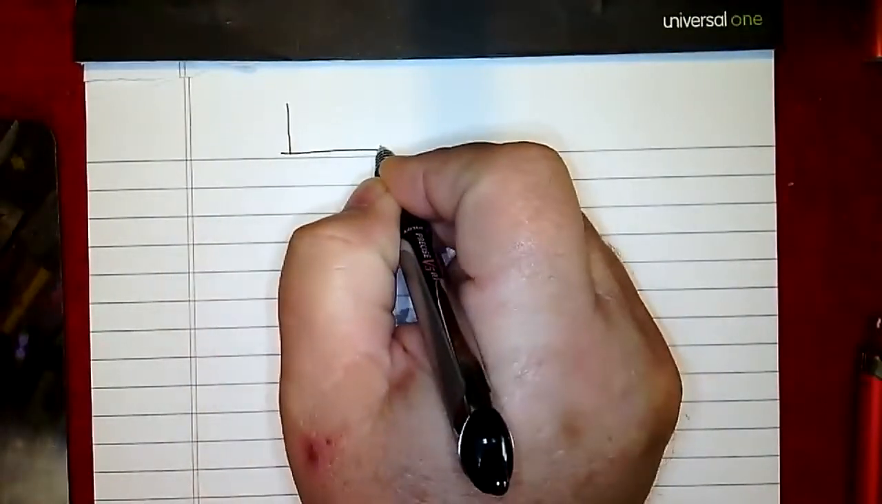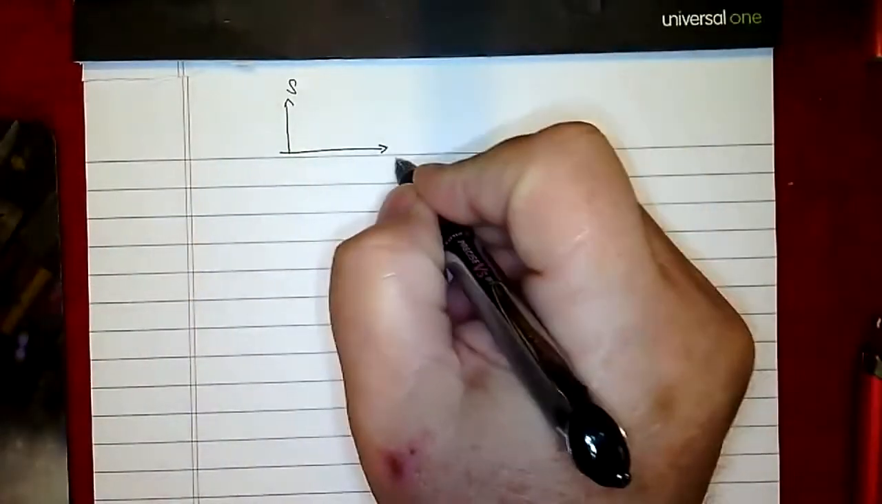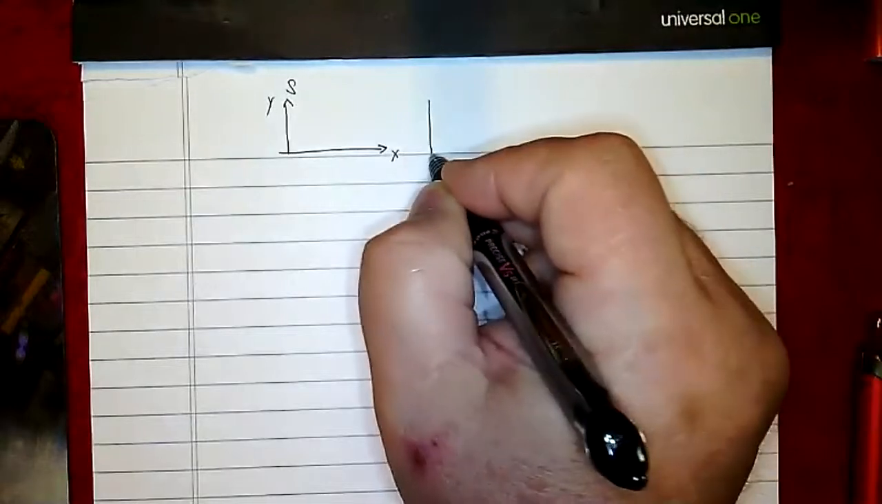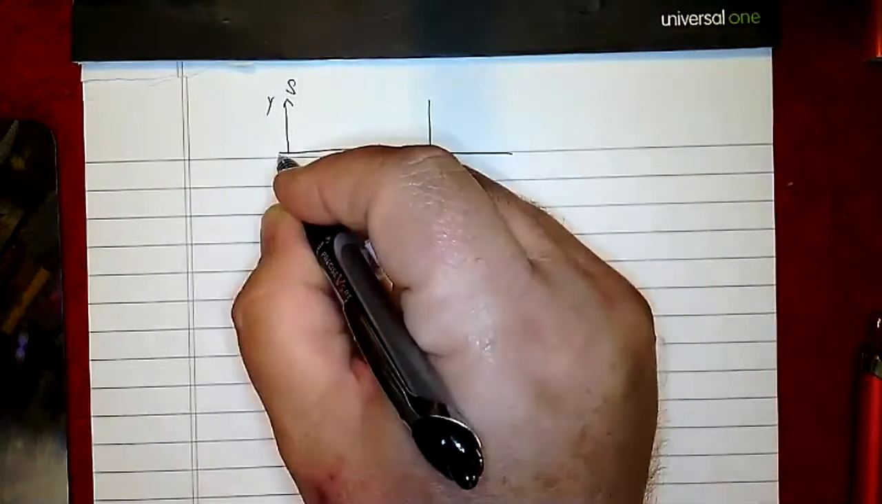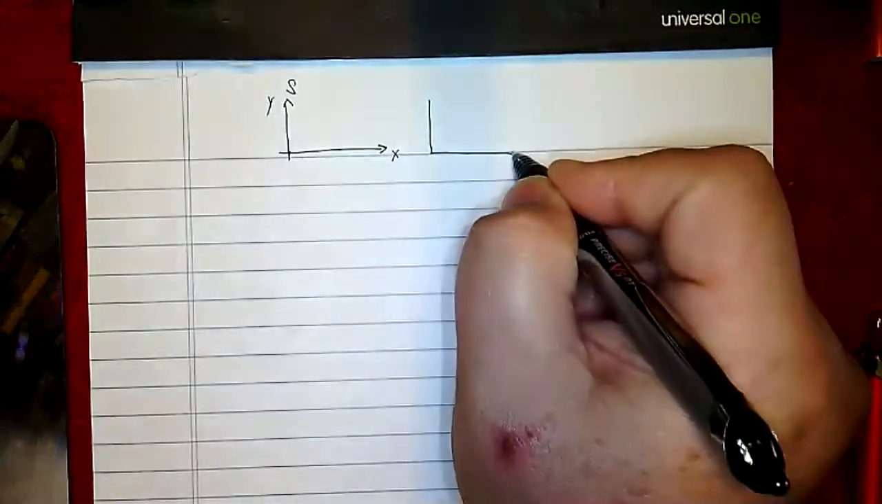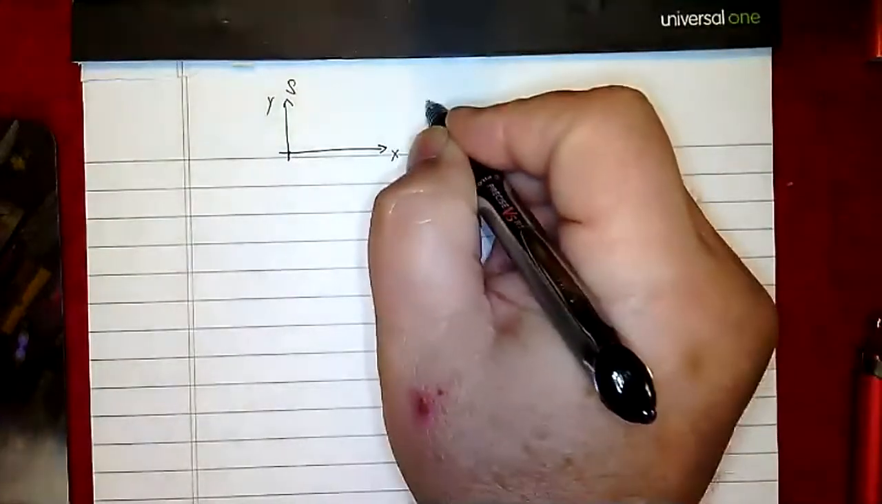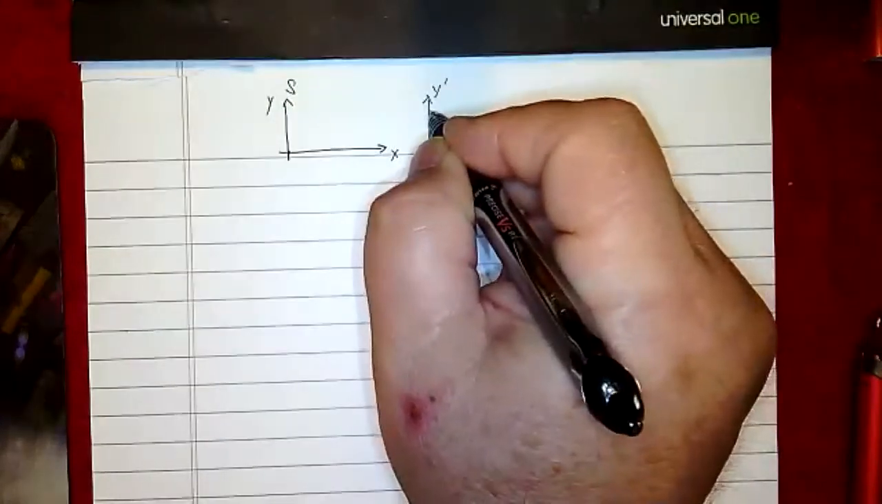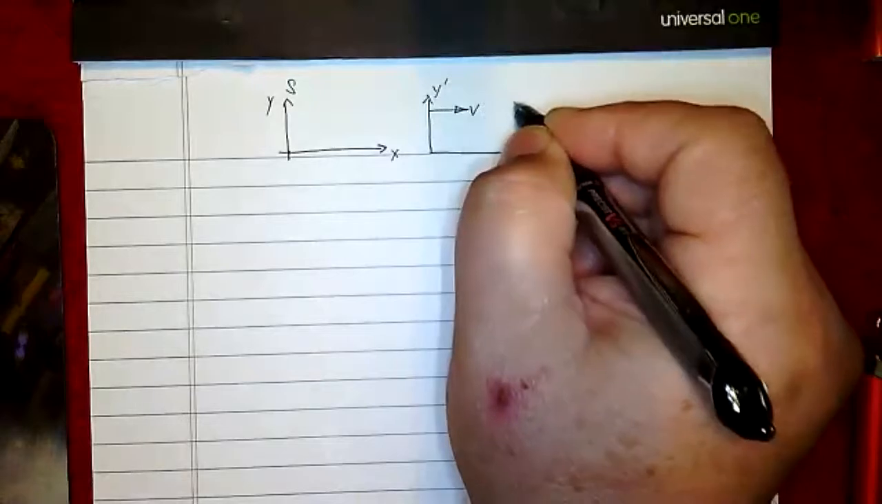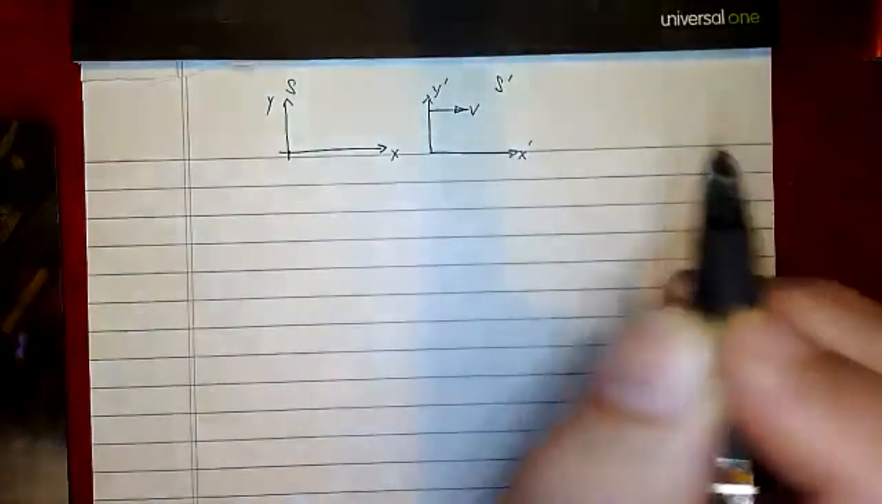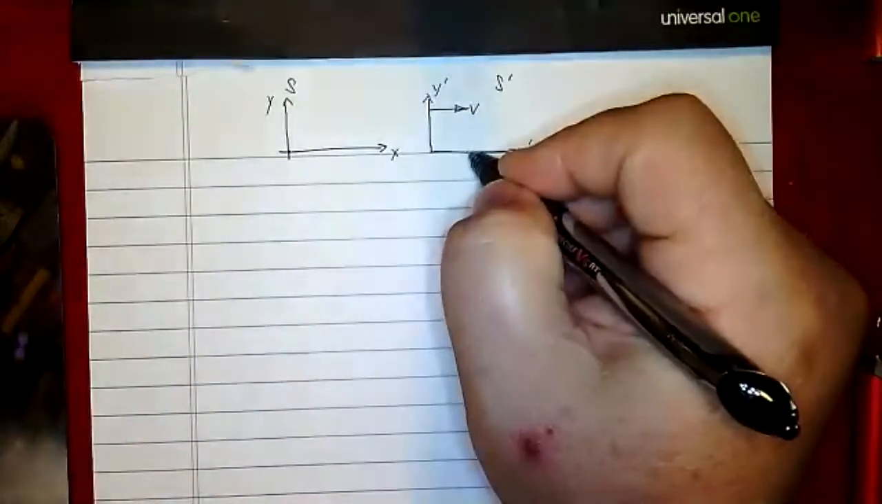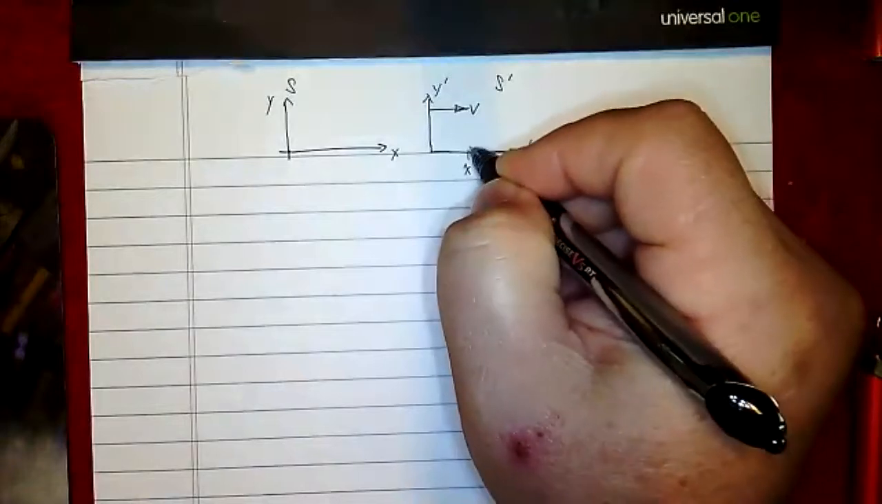So if we have two reference frames, let's say frame S, and this is the x-axis, this is the y-axis, and we have another frame moving alongside of it in such a way that the origins were at the same location at t equals 0. Then we have x prime, y prime here, and we'll assume this is moving with velocity v, and this would be frame S prime.